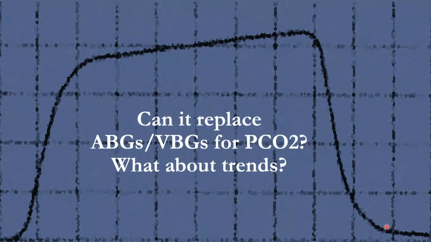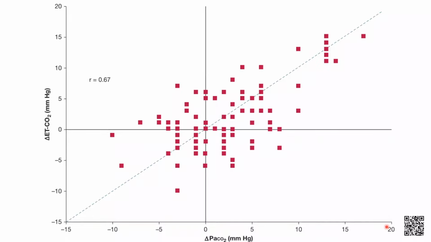Other essential respiratory applications, things that will apply to a mechanically ventilated patient. One thing we always wonder about: can this replace ABGs or VBGs for the PCO2 value, or can we at least trend it? The answer to that is complicated, because there are a lot of factors that affect the end tidal waveform and the end tidal value. When we look at how well the changes in PaCO2 correlate with the changes in end tidal, you see there's decent correlation there in aggregate.